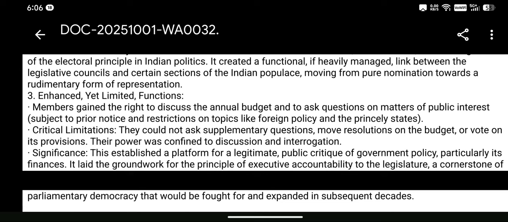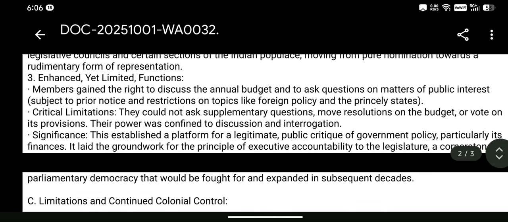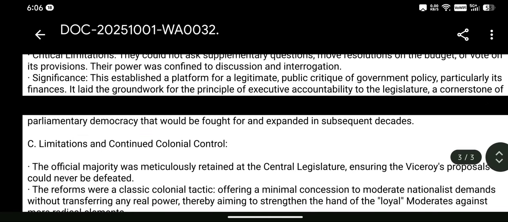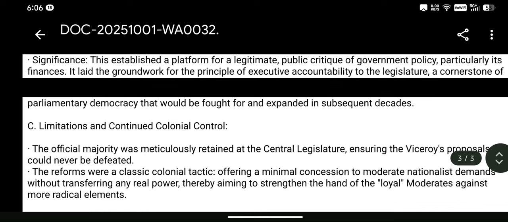Significance: this established a platform for legitimate public critique of government policy, particularly its finances. It laid the groundwork for the principle of executive accountability to the legislature, a cornerstone of parliamentary democracy that would be fought for and expanded in subsequent decades.